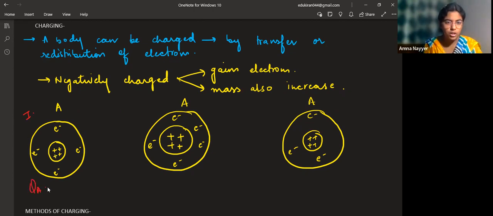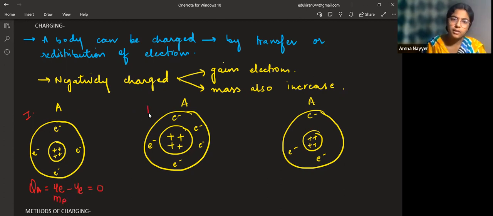So the net charge on this body A: 4 protons, that is 4 into electronic charge. e means 1.6 into 10 to the power minus 19. This is not meaning electrons only; when I write e, I have told you, the electronic charge symbol is 1.6 into 10 to the power minus 19. So 4e, and minus 4e for all the negative charge. So this cancels and this becomes 0. This is the mass of this body, 4m.